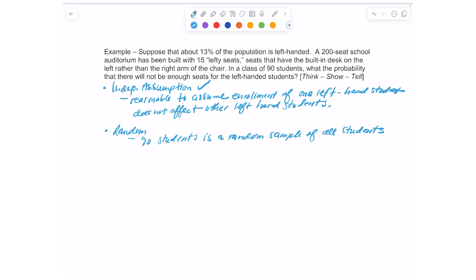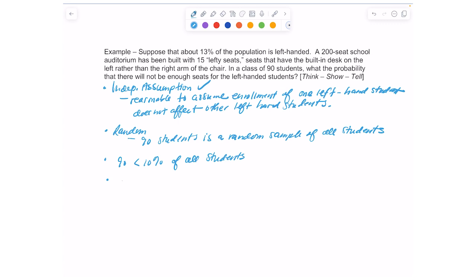I need to check the 10% condition, which says that the sample must be less than 10% of the population of all students. And we know, of course, that 90 students is less than 10% of all students. And then I also need to check the success failure condition, which satisfies the sample size assumption.